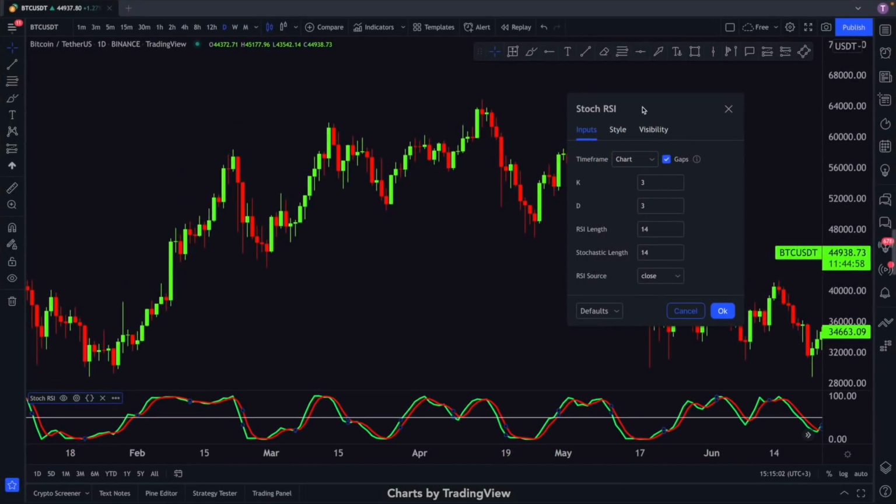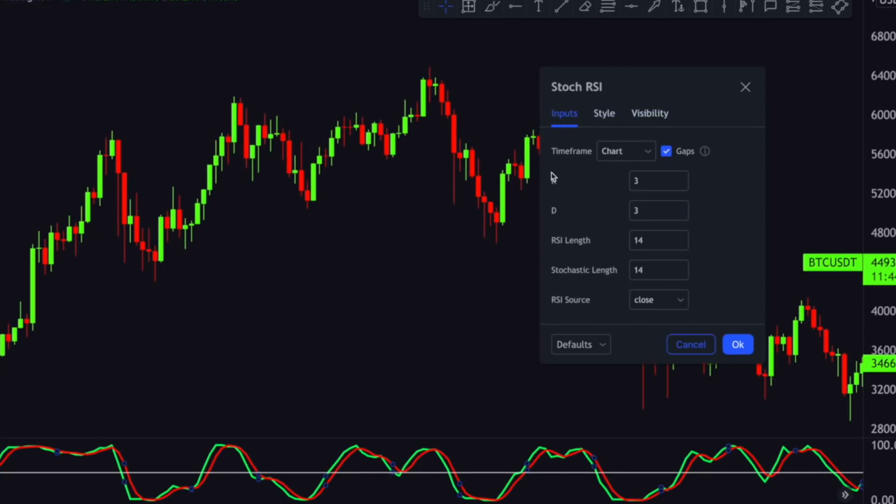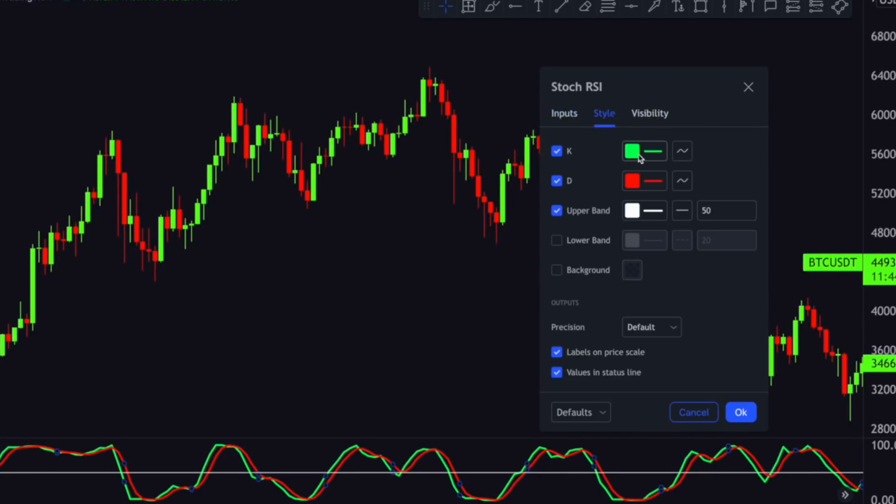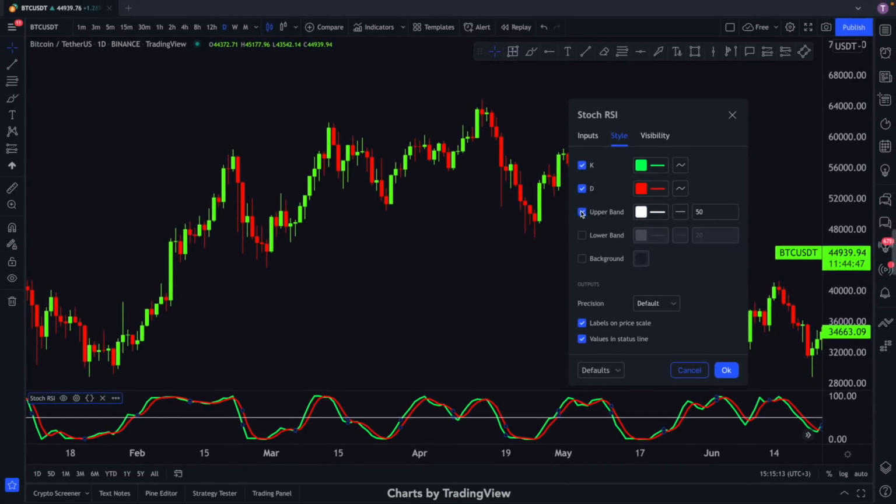So, what are my settings? I use default settings, as you can see. I just changed the style, making the colors more vibrant. I also do not use upper or lower bands. I just disable one of them and set the other one to 50 as the middle line. Quite simple.